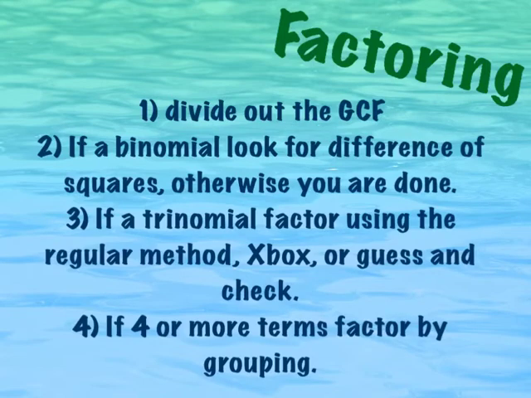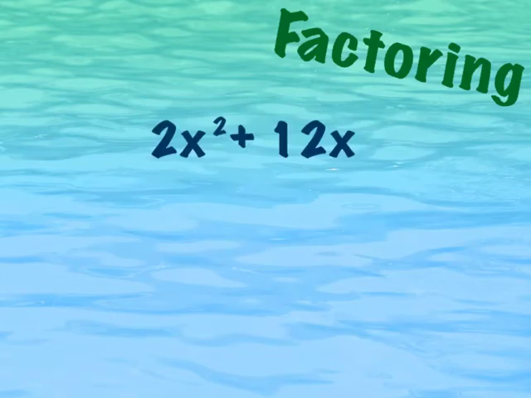If you have a trinomial left, you'll factor using either the regular method, the Xbox method, or the guess and check method, depending on if you have a coefficient in front of your x squared term. If you have 4 or more terms, then we'll use factoring by grouping. Let's go ahead and do a few examples.